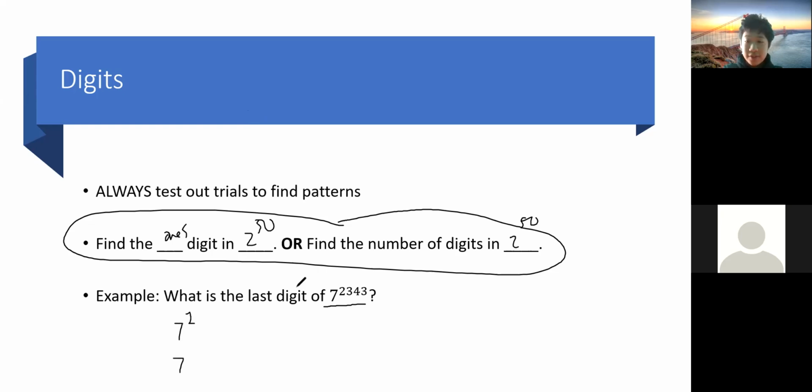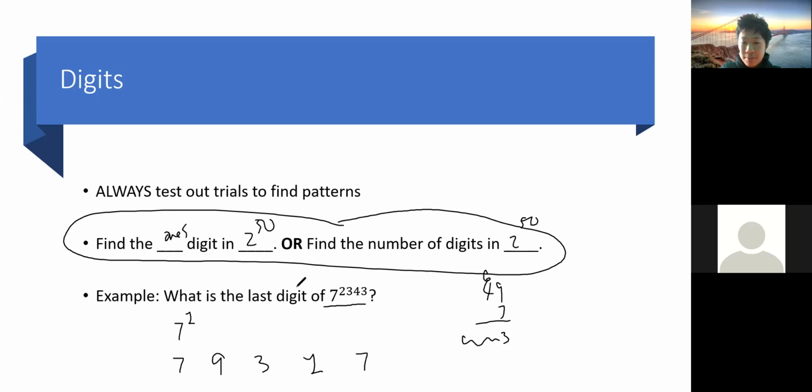7 squared is 49, which ends in 9. If we multiply 9 by 7 again, because we really only care about the last digit, we get 63, which gives us 3. We don't care about whatever's in front. So all we need to do is multiply the last digit by 7 again. We get 3, multiply 3 by 7 to get 1, multiply 1 by 7, we get 7.